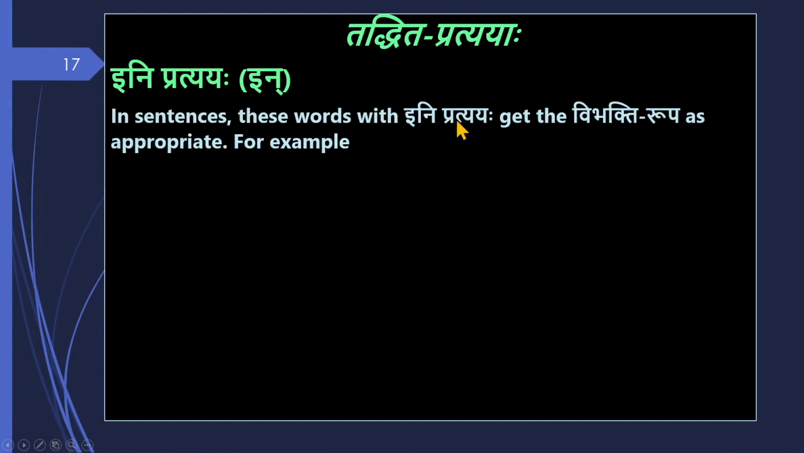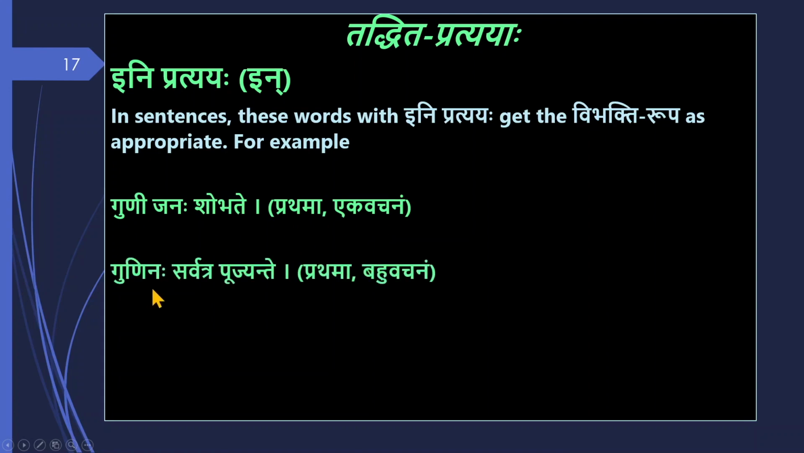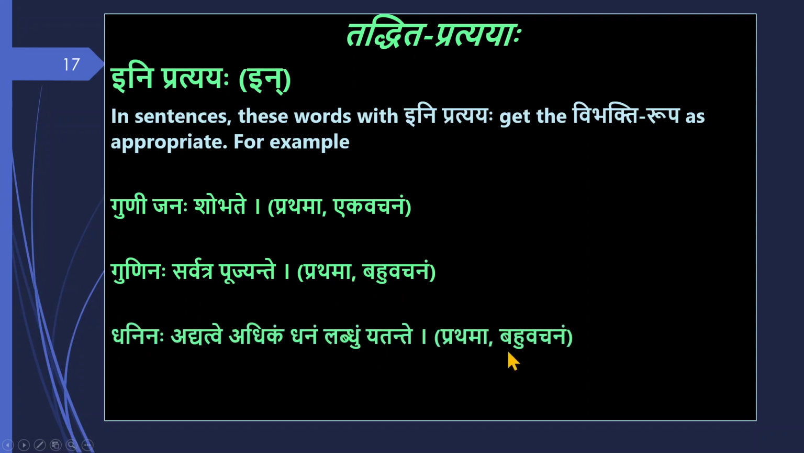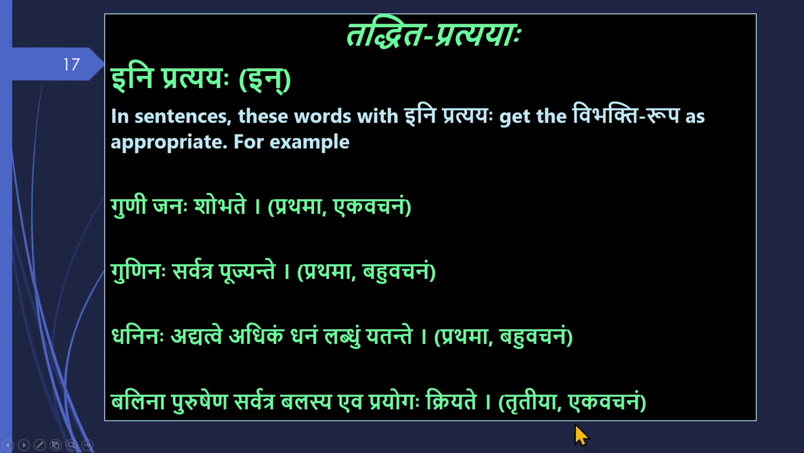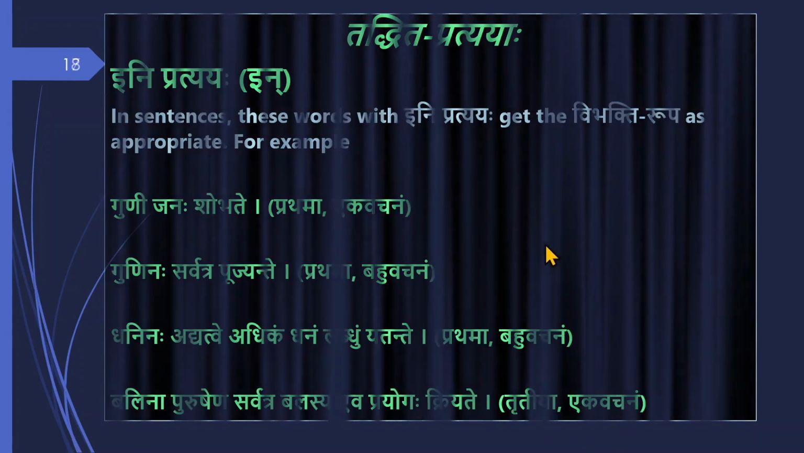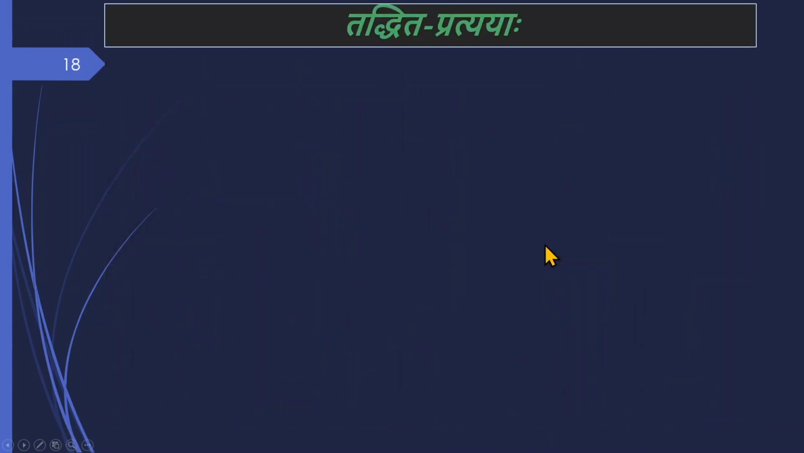In sentences, these words with the ini pratyaya get the vibhakti rupa as appropriate. For example, Guni janah shobhate. Guni will be prathama vibhakti ekavachanam. Guninah sarvatra pujyante, prathama vibhakti bahuvachanam. Dhaninah will be prathama vibhakti bahuvachanam. Balina, tritiya vibhakti ekavachanam, like that. We will look at the vibhaktis.